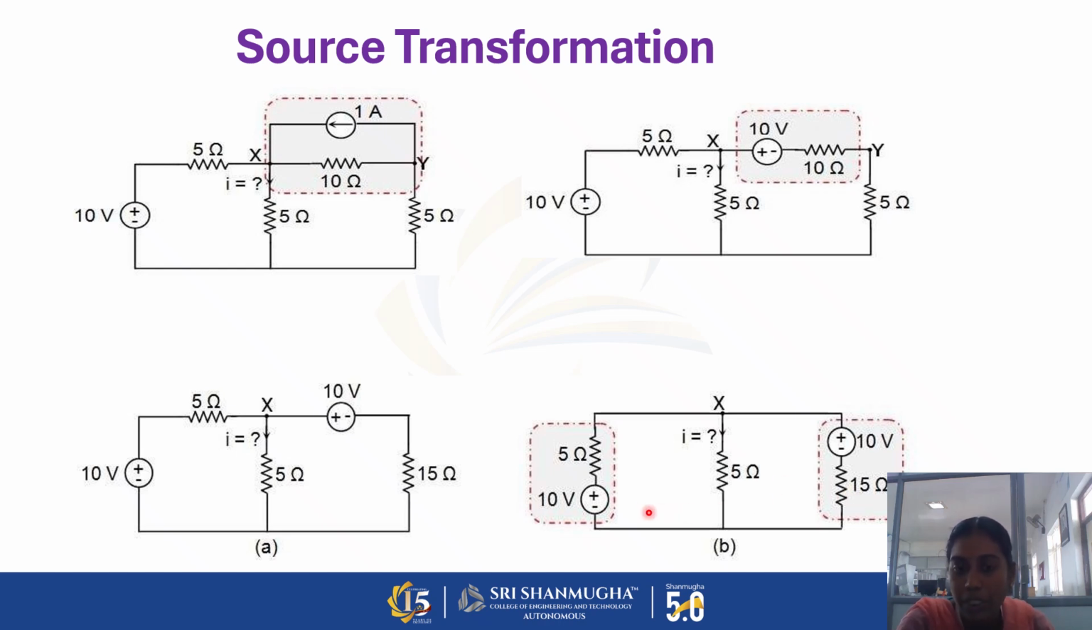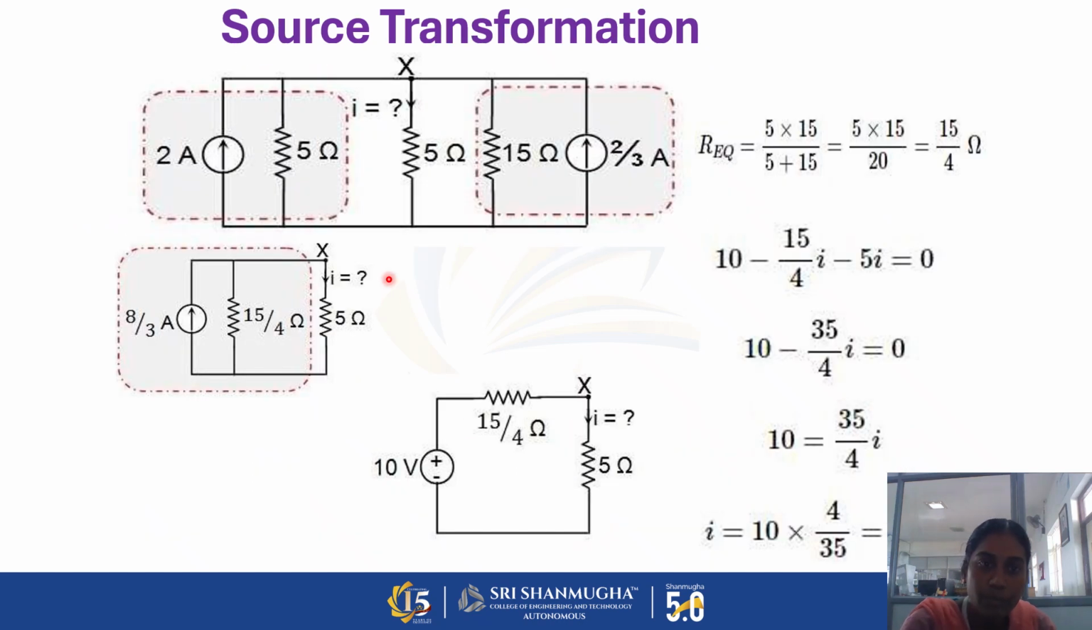What we can do here is the current source transformation. The current value is calculated by V by R. So V by R here is 10 by 5, which is equal to 2. So the 2 ampere current source is calculated here. In the same way, 2 by 3 ampere current is calculated here. After that, we can add these two current values. Because the current flowing through the circuit is the same, we are not disturbing this 5 ohm.